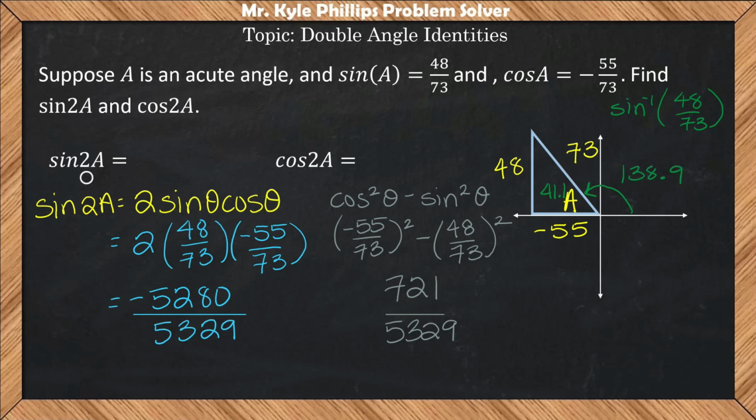Now you'll notice sine 2a and cosine 2a, you're taking this 138.9 and you're doubling it. So if I said 138.9 times 2, I get 277.8. And you'll know that 277.8 is in quadrant 4. And in quadrant 4, your cosine values are positive, which we got here, and your sine values are negative, which we proved here. So this is why the sine becomes negative and the cosine becomes positive after your math.